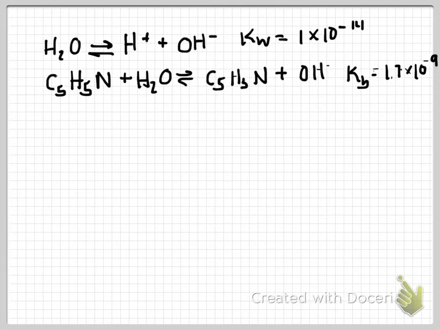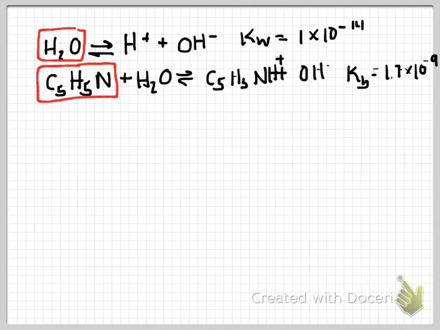On this slide, I'm showing our major reactions that are present during this reaction of the base. We have our water dissociation with a Kw of 1 times 10 to the minus 14th, and then we have our pyridine plus water giving us the protonated form, pyridinium, and hydroxide. Our major species are going to be our water and then our pyridine.